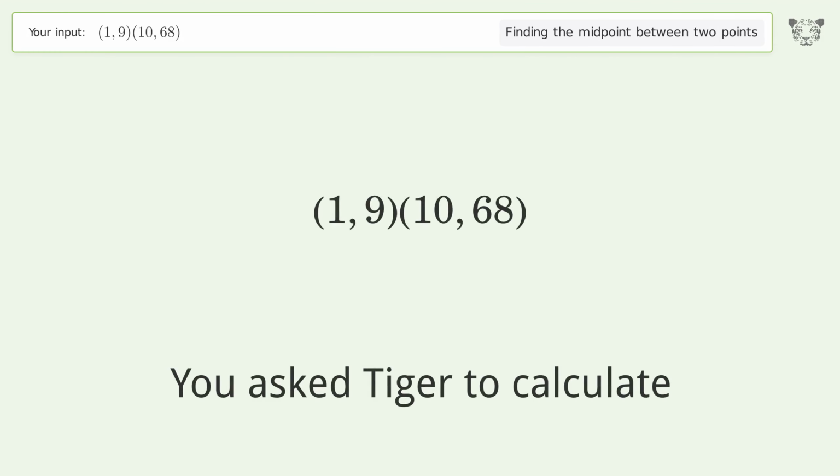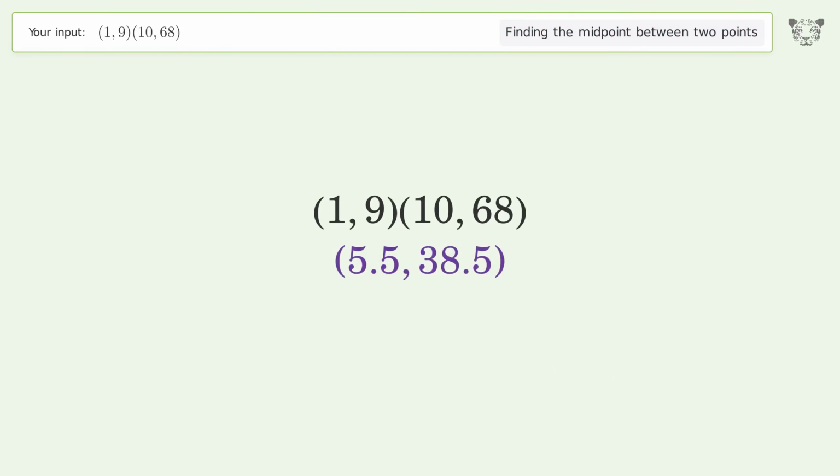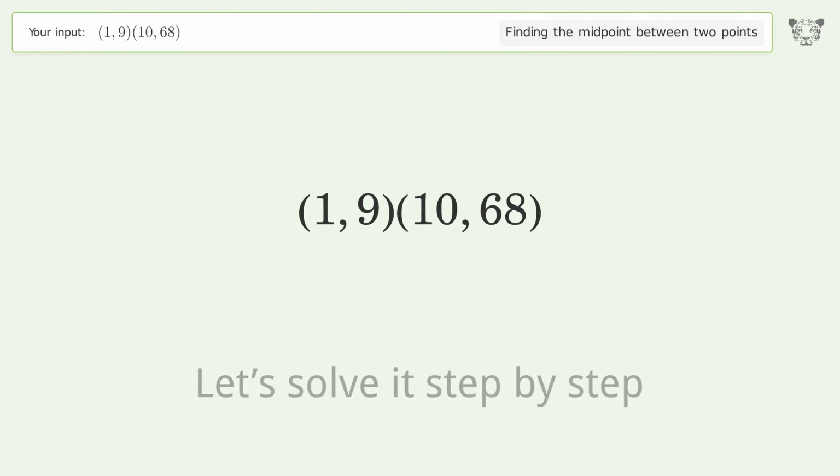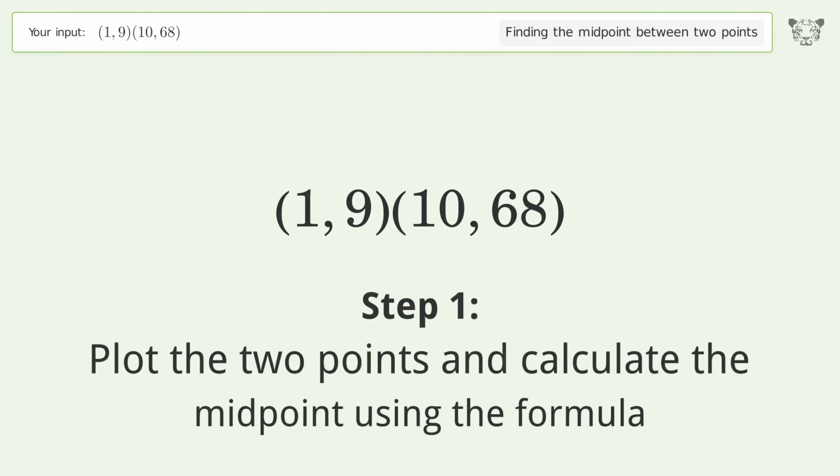You ask Tiger to calculate. This deals with finding the midpoint between 2 points. The midpoint between the 2 points is 5.5, 38.5. Let's solve it step by step. Plot the 2 points and calculate the midpoint using the formula.